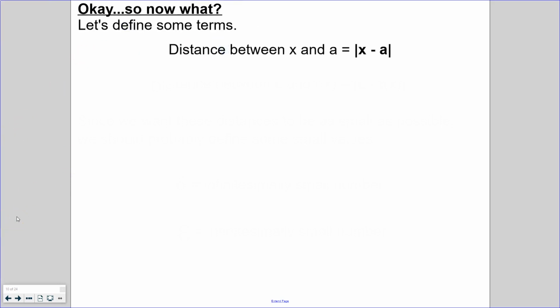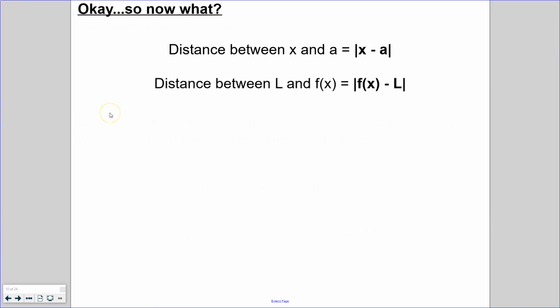Okay, well, if we can't make the distance 0, now what do we do? Well, we can come in here and define some terms. So let's call the distance between x and a the absolute value of x minus a. If we think back to when we learned about absolute values, remember we said absolute values help us define distance. So that's what we're doing here. And then we can take the distance between L and f of x and have that be the absolute value of f of x minus L.